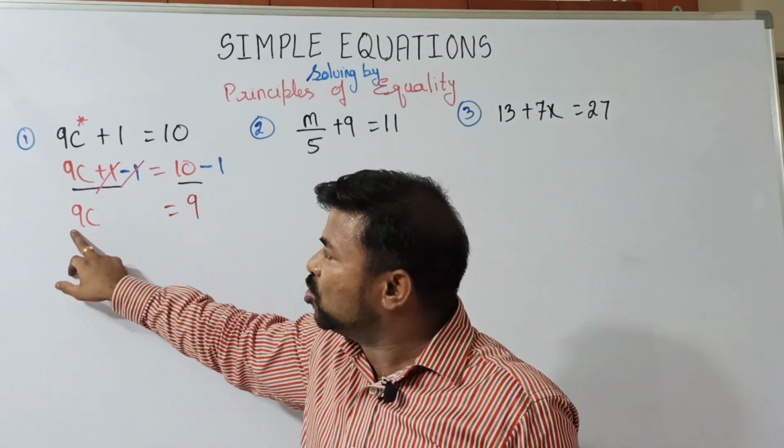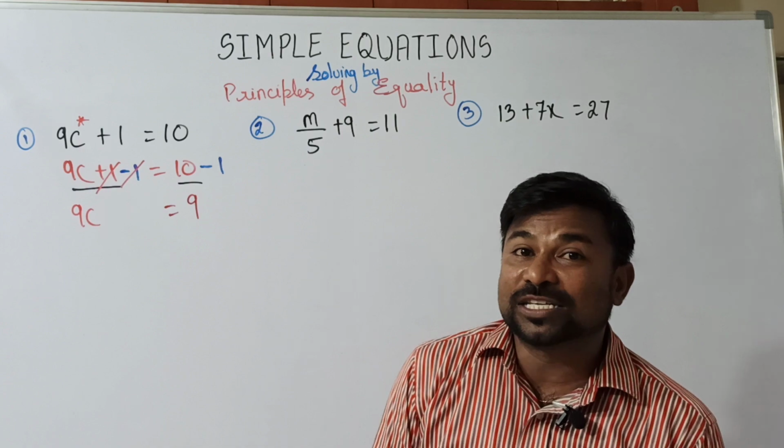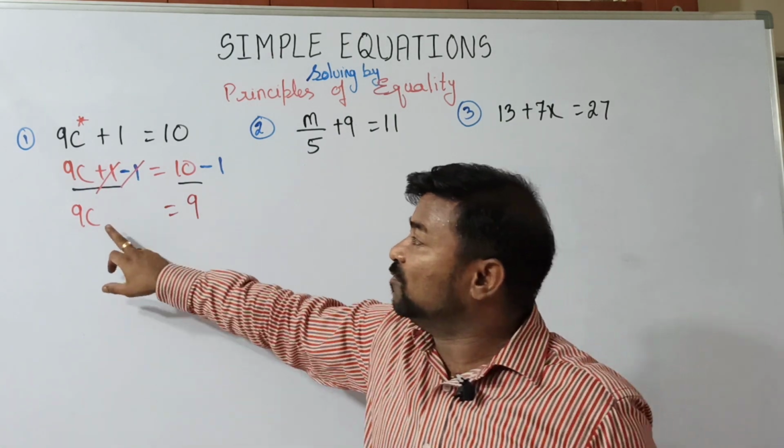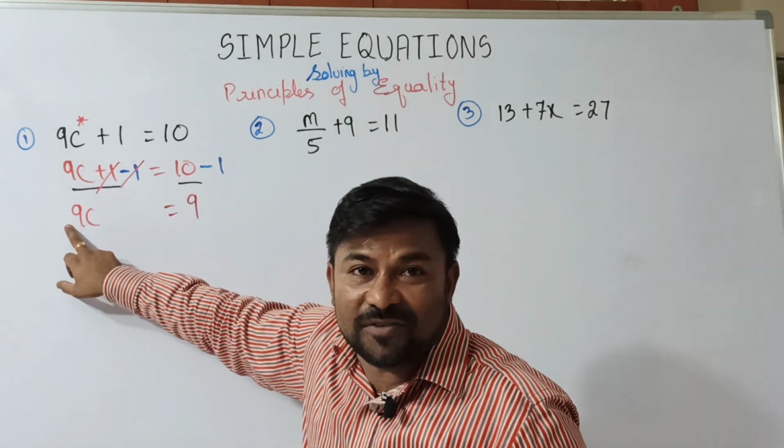Okay, now you have 9c, who do you need? What is the one that you need? We need only c. What is the extra we are having?